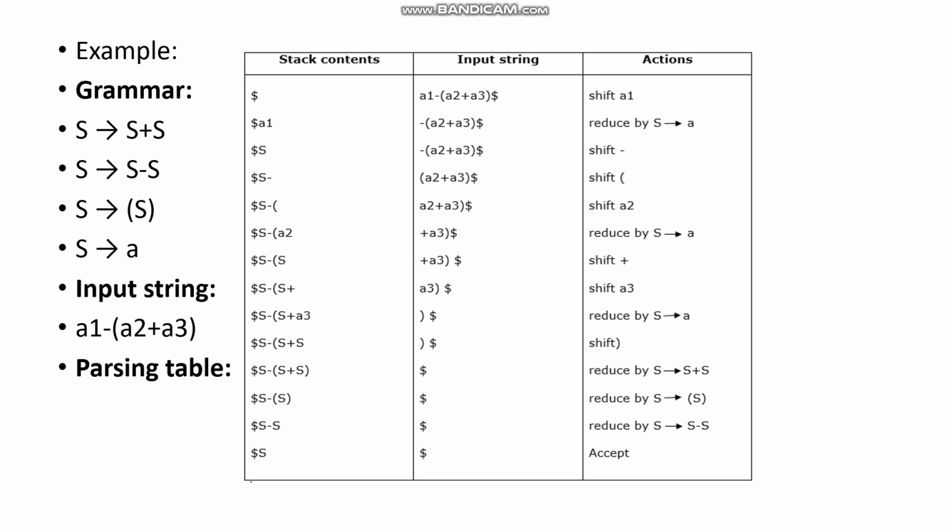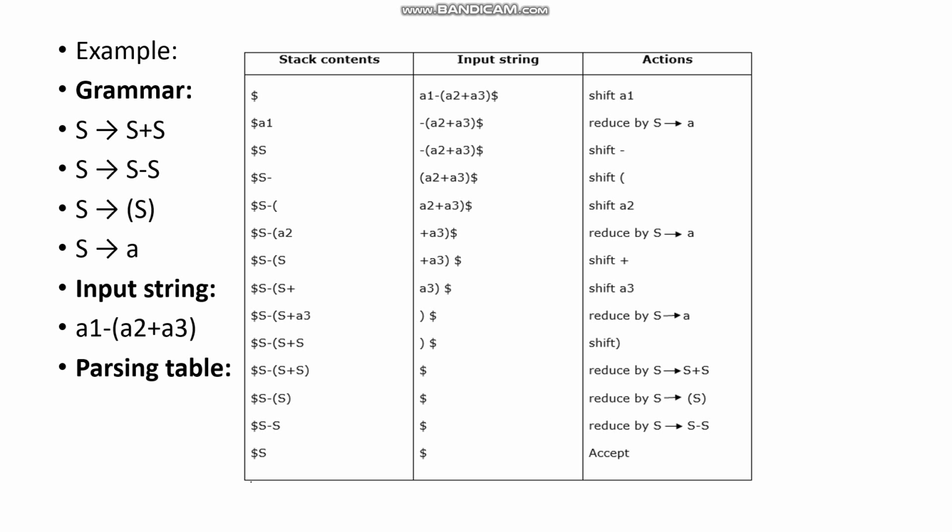Okay, so here one example is there. Here we can see S gives S plus S, S gives S minus S, and S gives A. And the input string is A1 minus (A2 plus A3). As I said, first of all we can see the parsing table. Here initially the stack is going to be empty. We start with the input string and we have to place the action one by one.